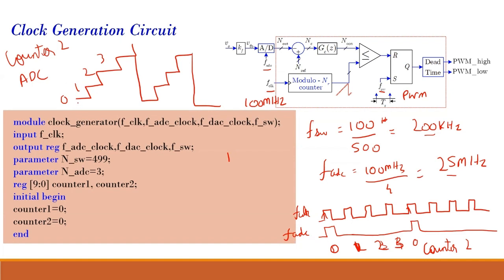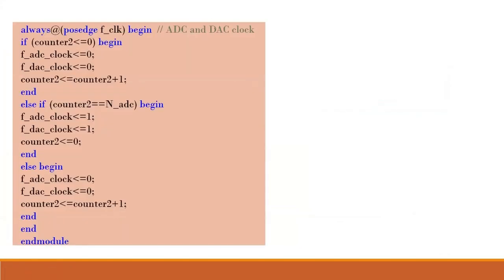Is this clear of this part? Yes, sir. So let us see the code. It checks over here. If my counter 2 is 0, it means my ADC clock will be 0. It is 0, 1, 2, 3, and then it goes back to 0, 1. It is repeating. So it checks: if counter 2 is 0, what will be my ADC clock? My ADC clock will be 0.